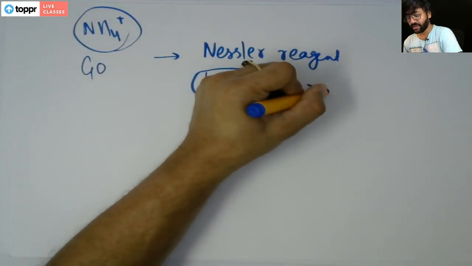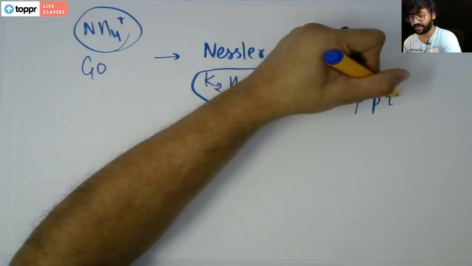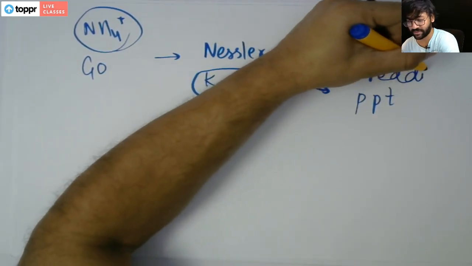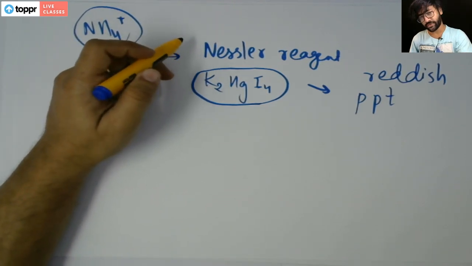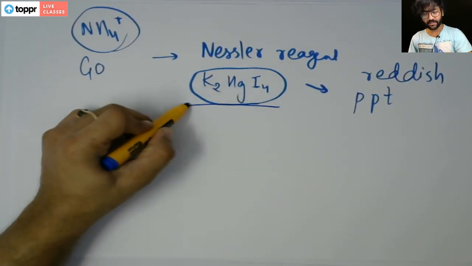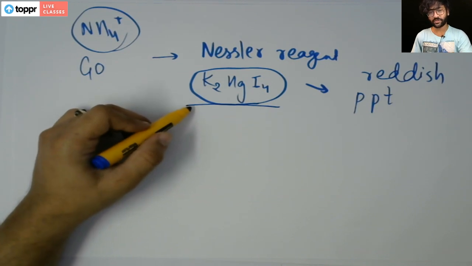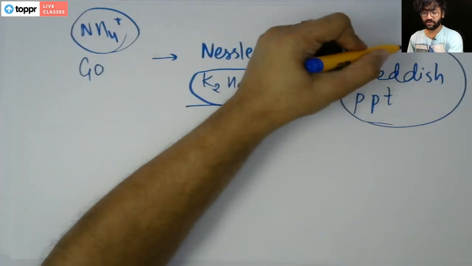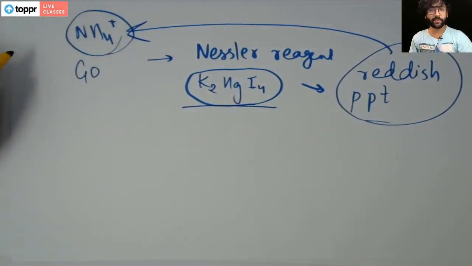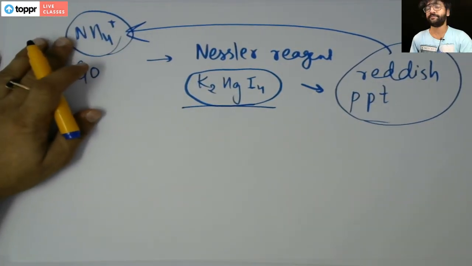It will give a PPT, again a precipitate, a reddish precipitate basically. So if you put Nessler reagent in your salt solution and it gives a reddish precipitate, it confirms a group 0 cation, that is ammonium.